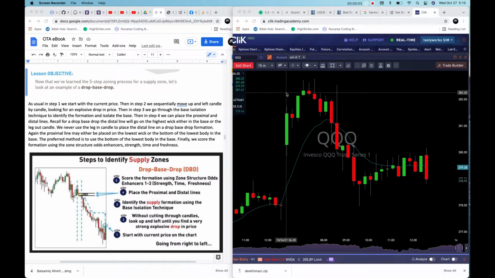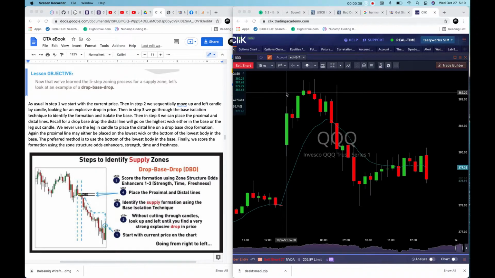All right, so now we will go ahead and begin the 5-step zoning process for our second supply zone formation, the drop base drop. As usual, we will always start with current price. In step 2, we sequentially move up and left, candle by candle, looking for an explosive drop in price. In step 3, we go through the base isolation technique in order to identify the formation and isolate the base. In step 4, we place the proximal and distal lines.